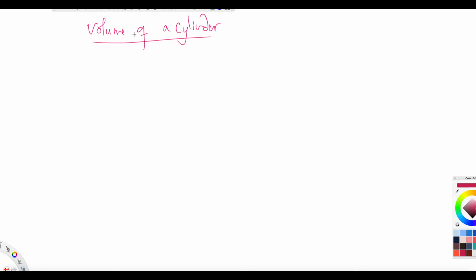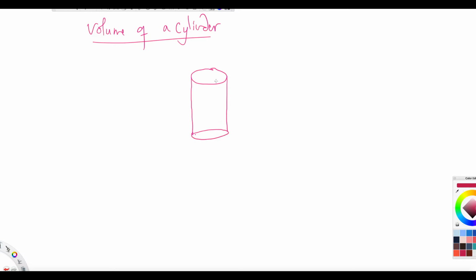Before I start chapter 7.2, let me do a quick review on finding the volume of a cylinder. Do you know what a cylinder means? The cylinder is made of circles, you can think of it like that. There are different types of cylinder, but I'm considering the right circular cylinder. It has a circular base. This is called a cylinder.